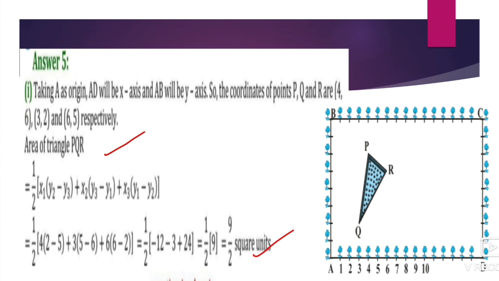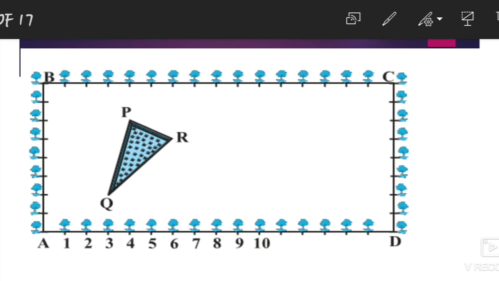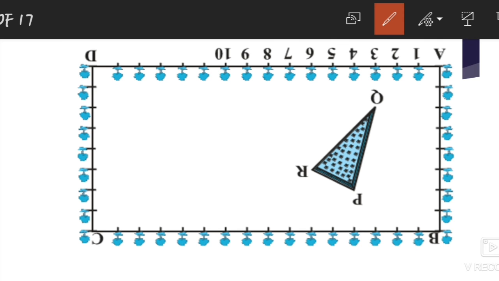Now in the second part, you have to take C as origin. So this is the main diagram. You have to take now C as origin. So I am rotating this picture so that C point becomes here. If you consider C as origin, that means you can say that this BC will be the x-axis and this BD will be the y-axis.